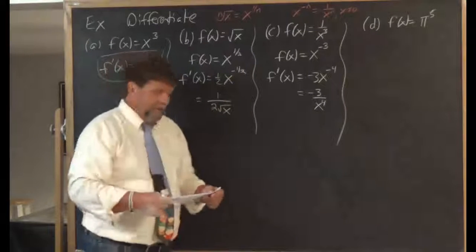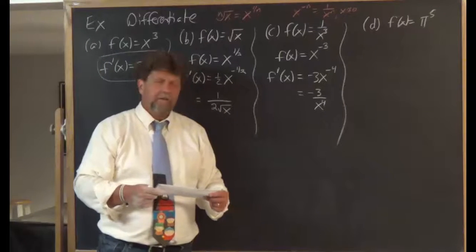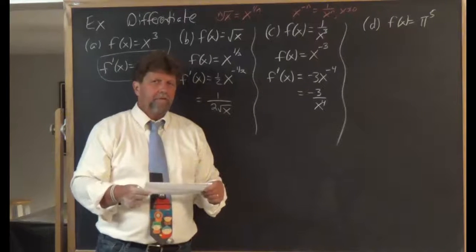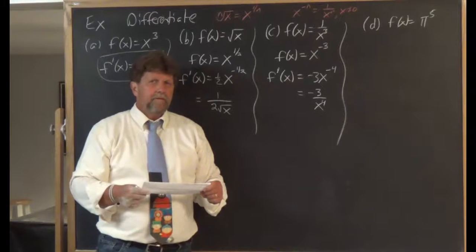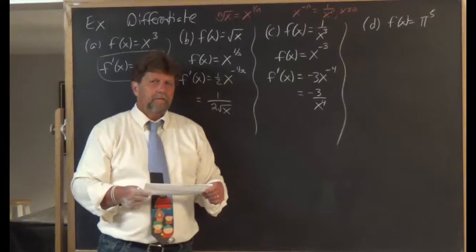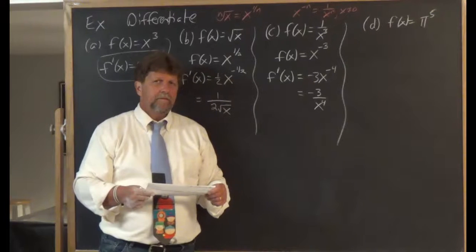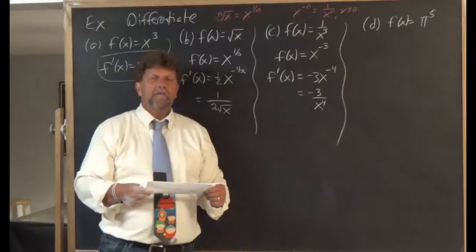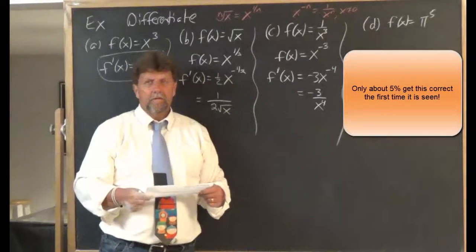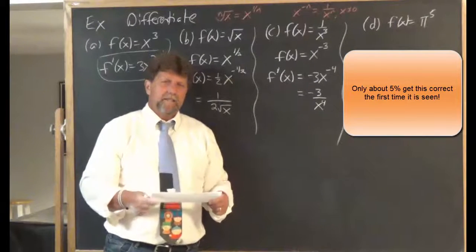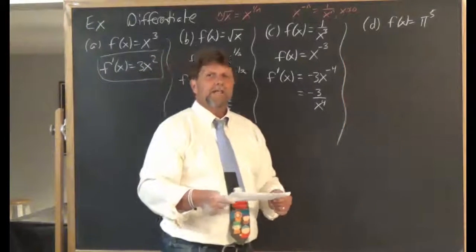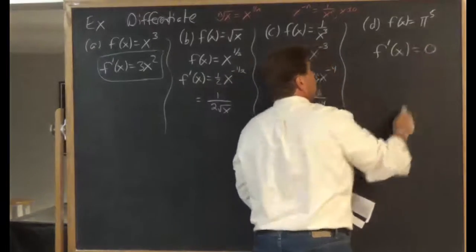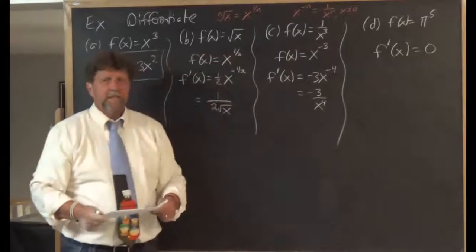Part D, the function f of x equals pi to the fifth. Go ahead, write down what you think the derivative is. I'll give you a few seconds. All right, if you said the derivative is 5 pi to the fourth, you are wrong. Pi is a constant. Pi to the fifth power is a constant. So the derivative is 0. The derivative of a constant is 0.